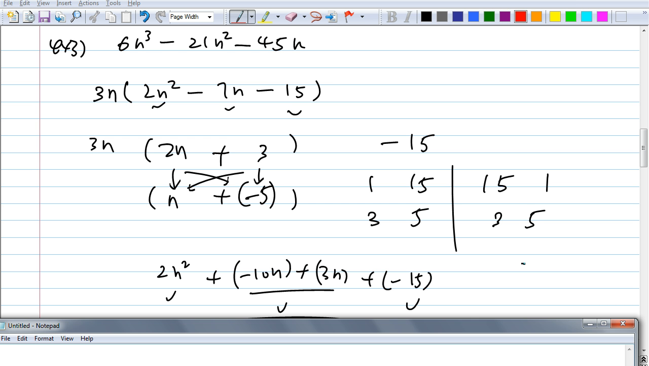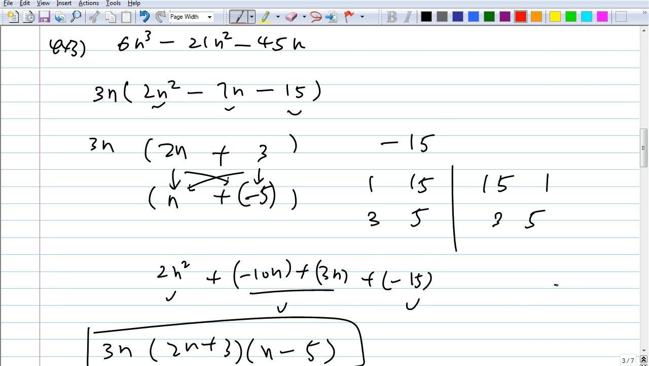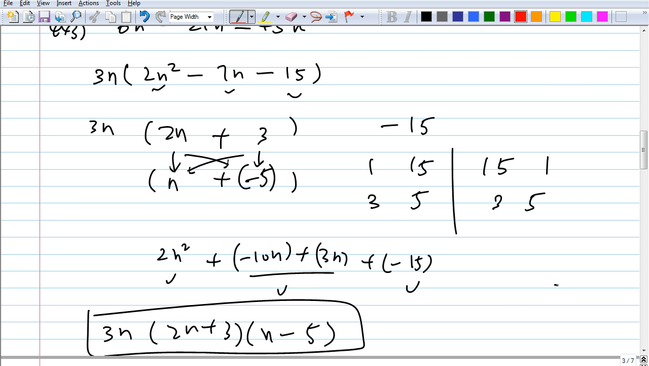So I got 3n times 2n plus 5. Oh, it's not 2n plus 5. Shreya, look at what we got here. Oh yeah, plus 3. Plus 3 times n minus 5. Okay? Be careful, right? You should always be checking these, right? If you're checking these, you shouldn't get these wrong. Any question?